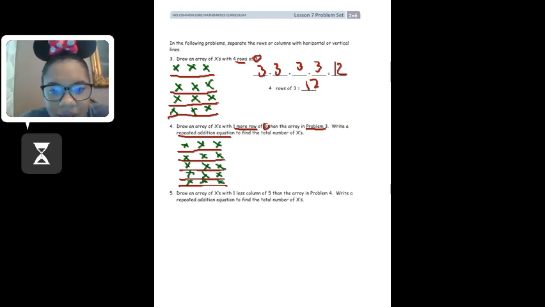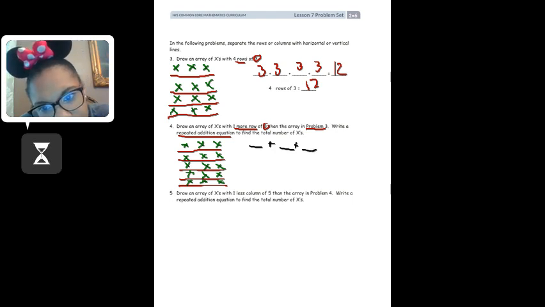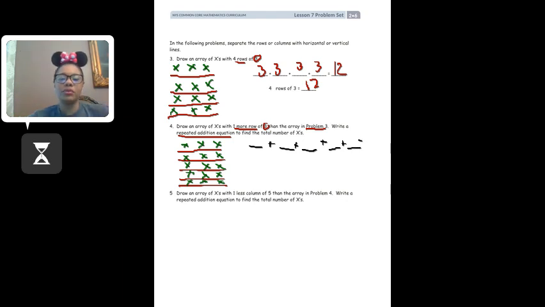So let's see, we're going to have 1 blank plus another blank plus another blank plus another blank plus another blank equals a total. So now I'm going to grab my red pencil and we have to add them up.